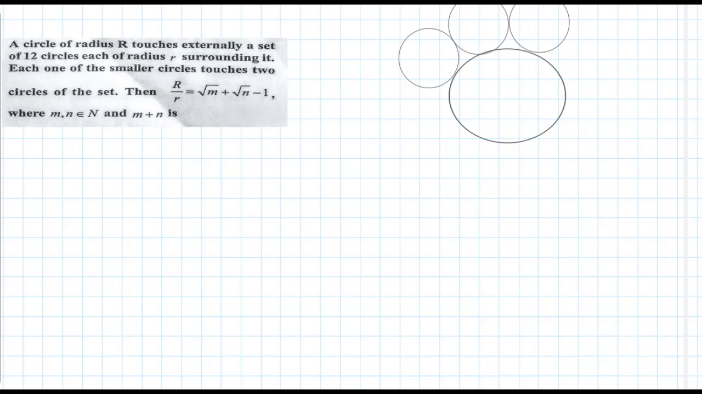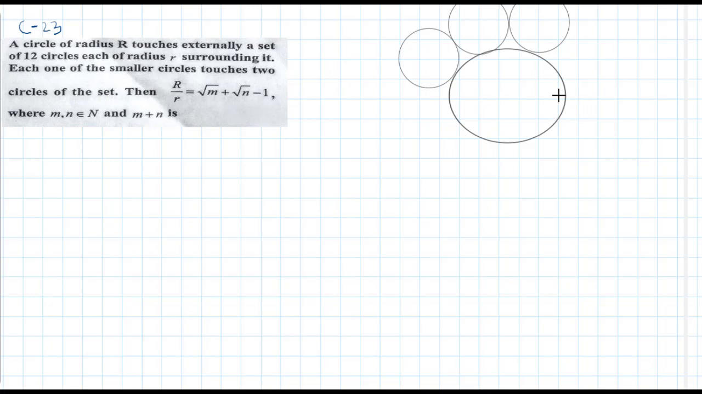Okay students, this is C23. First of all, I want to read the problem. A circle of radius capital R touches externally a set of 12 circles, each of radius small r, surrounding it. Each of the smaller circles touches 2 circles of the set. Then we want to find the relationship between capital R and small r.